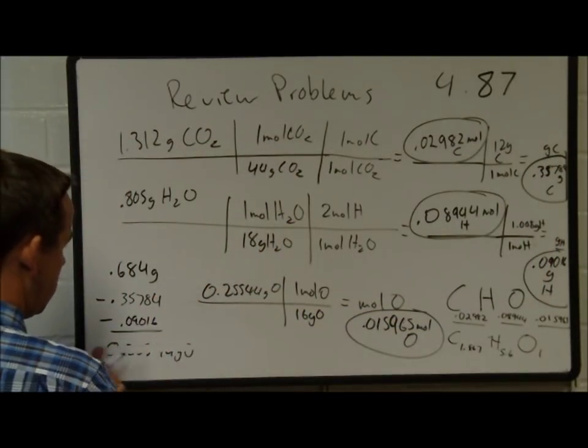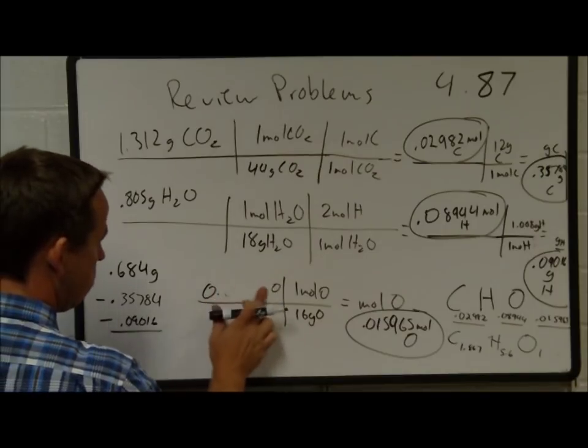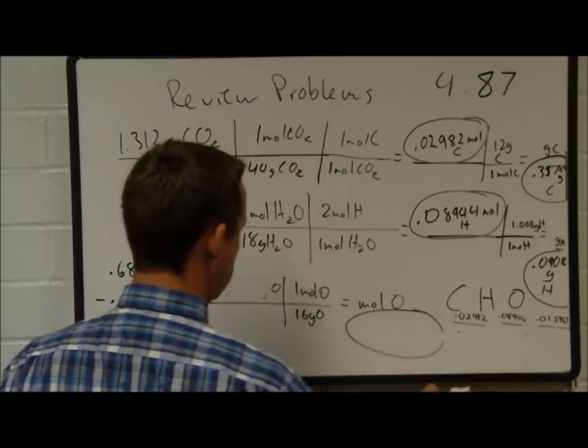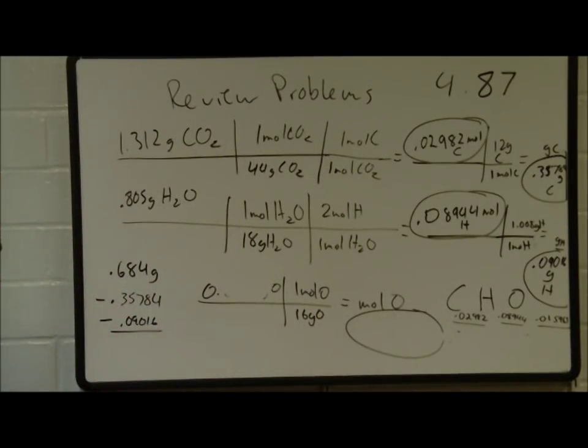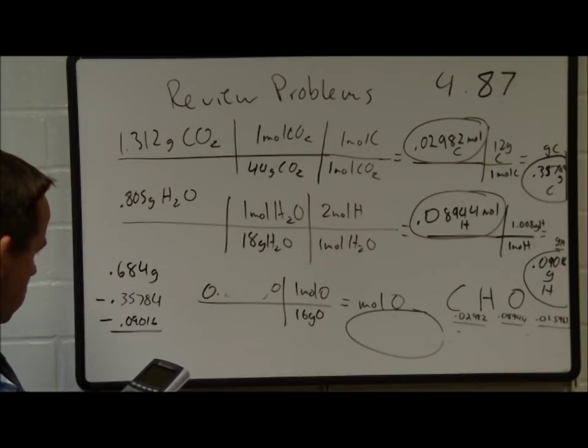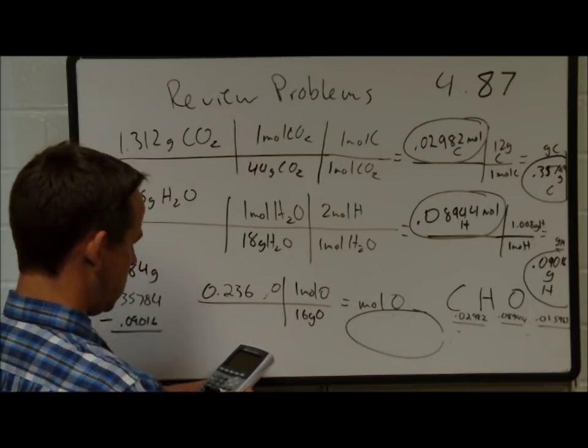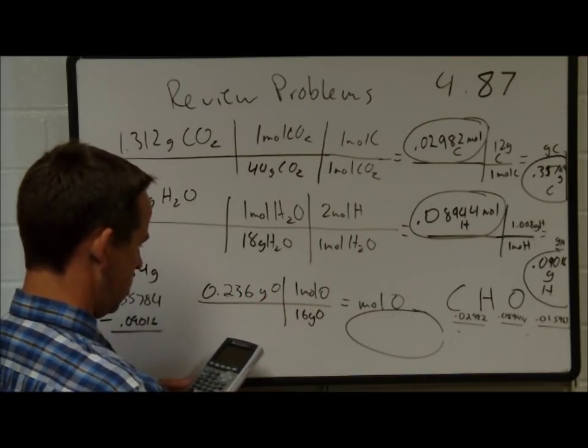So that makes this grams of oxygen different. That makes this moles of oxygen different. And then we're going to divide them all by a different value here. So we have 0.684 minus 0.35784 minus 0.09016. So that's 0.236 grams of oxygen, divided by 16 to get the moles.